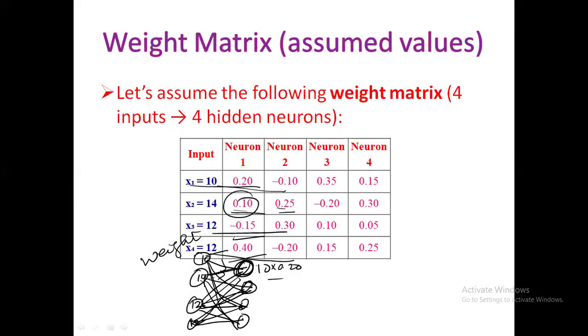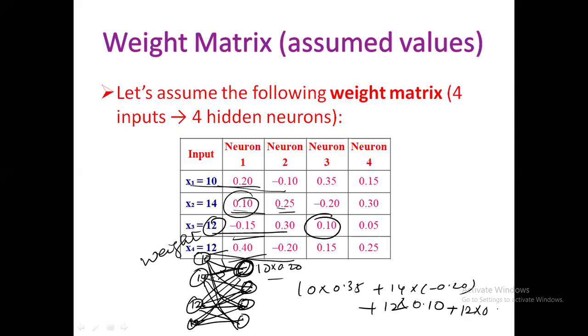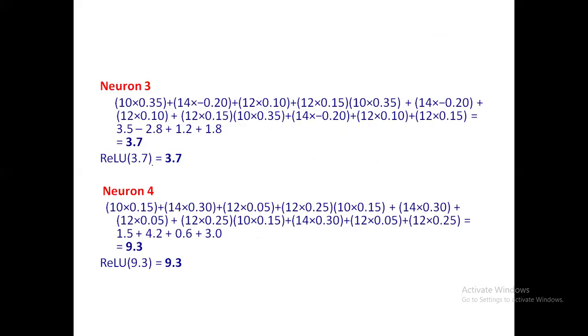Similarly, the third neuron is also connected with all the inputs. So 10 into 0.35 plus 14 into minus 0.20 plus 12 into 0.010 plus 12 into 0.15. If you multiply and add, here also we are getting 3.7.